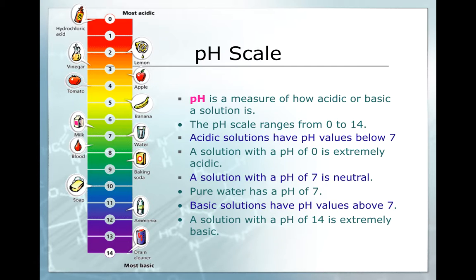A solution that has a pH of 7 is a neutral solution. It is neither an acid nor a base. Pure water is a neutral solution with a pH of 7. Basic solutions have pH values above 7, and the closer the pH value is to 14, the more basic it is. So, if you look at the diagram, drain cleaner would be a stronger base than ammonia.